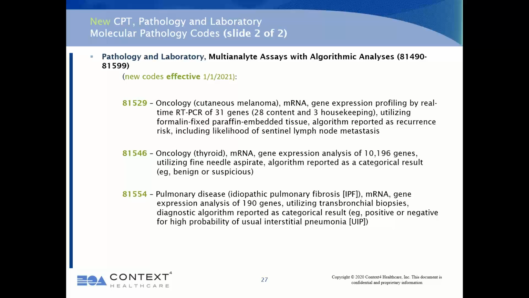The first two are oncologic studies, and the third studies pulmonary disease. 81529 studies cutaneous melanoma and reports risk of recurrence, including nodal metastasis. 81546 studies thyroid cancer from an FNA specimen and provides a categorical result. 81554 analyzes idiopathic pulmonary fibrosis from transbronchial biopsies, and it also provides a categorical result.